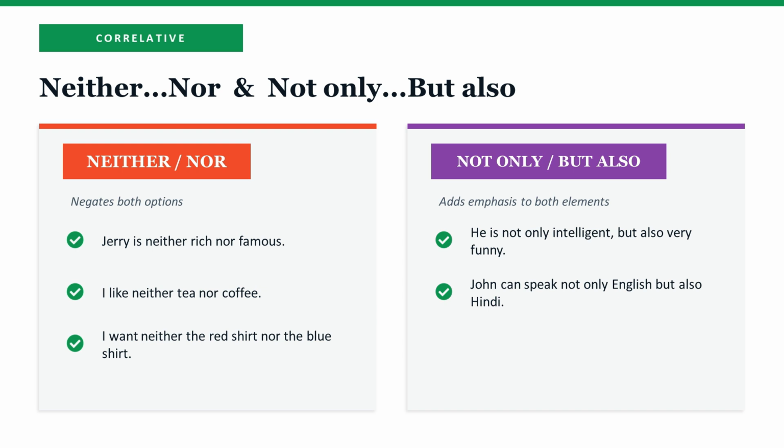The last pair is not only and but also. This pair is used to add emphasis, showing that both elements are true and noteworthy. For example, he is not only intelligent but also very funny. This emphasizes that the person has two impressive qualities. John can speak not only English but also Hindi. This highlights that John speaks two languages, which is impressive.